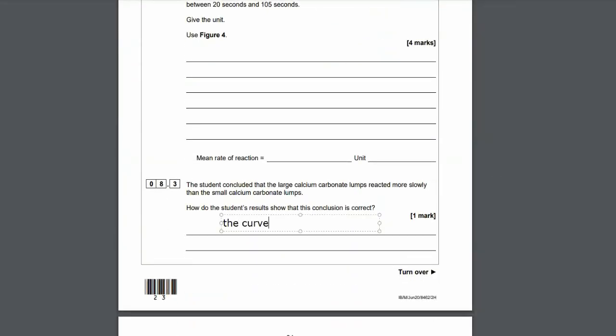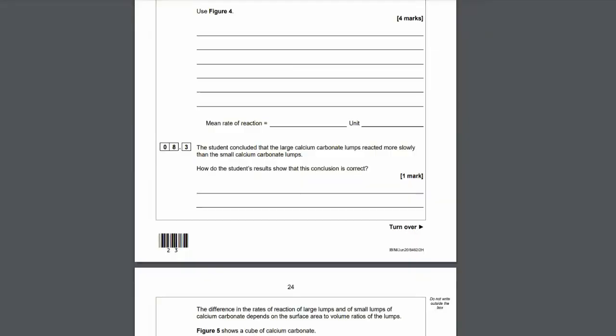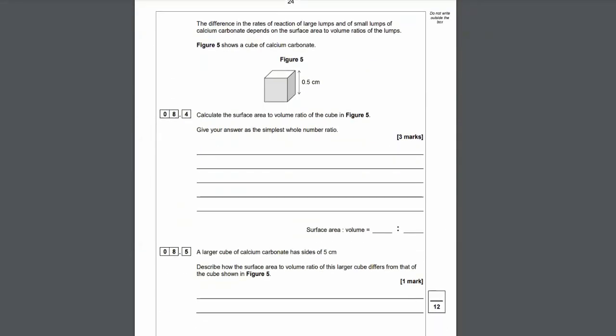How do the students' results show this conclusion is correct? Well, we can't see now because I've deleted my lines, but when we used the large lump, the curve was less steep or the line was lower, so either of those would get you the mark. The curve was less steep or the line was lower.